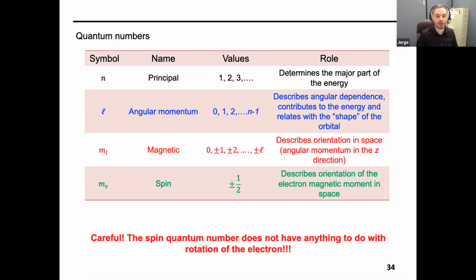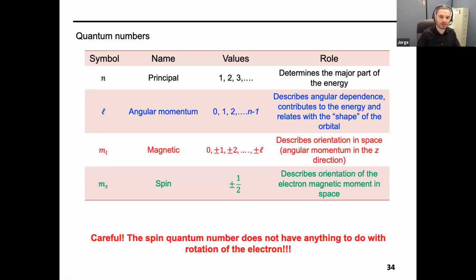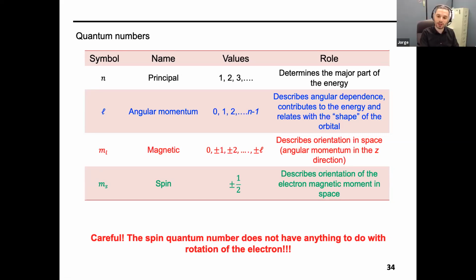Solving the Schrödinger equation, we will come out with 4 quantum numbers. N is the principal quantum number, it's just the number of the shell. L is the angular momentum quantum number, so that describes the subshells. And ML is the magnetic quantum number, which describes the orientation of the orbitals in space. Therefore, it will yield the shape of the orbitals. And MS is the spin quantum number that describes the orientation of the electromagnetic moment in space.